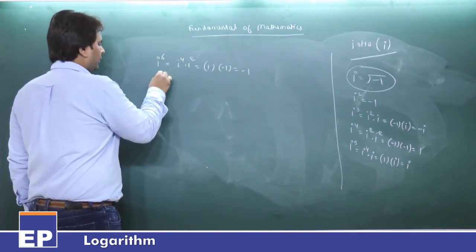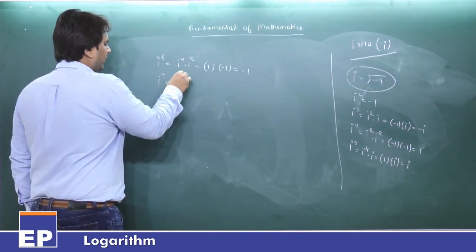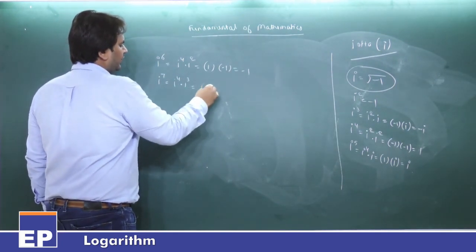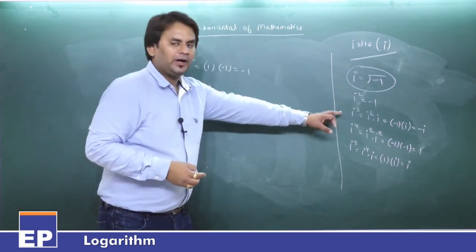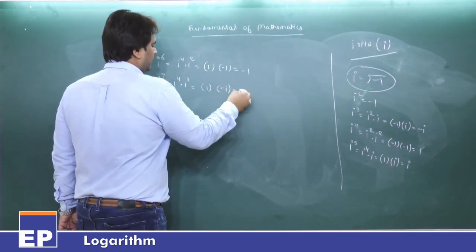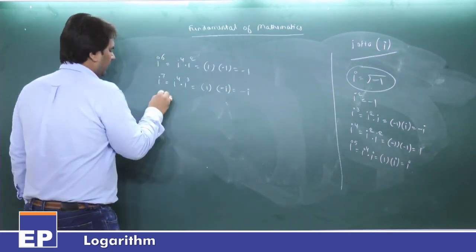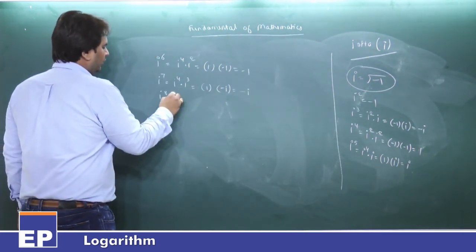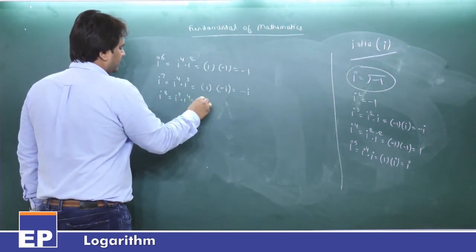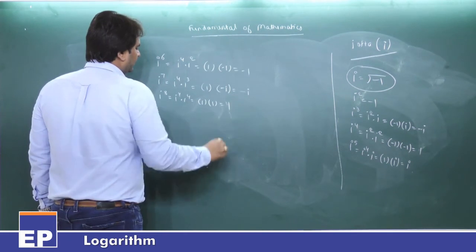Okay. What is iota to the power 7? That will be equal to iota to the power 4 into iota to the power 3. What is the value of iota cube? Iota cube is equal to minus iota. And iota to the power 8, what will happen? It will become iota to the power 4 into iota to the power 4, that is equal to 1 into 1, that will be equal to 1.